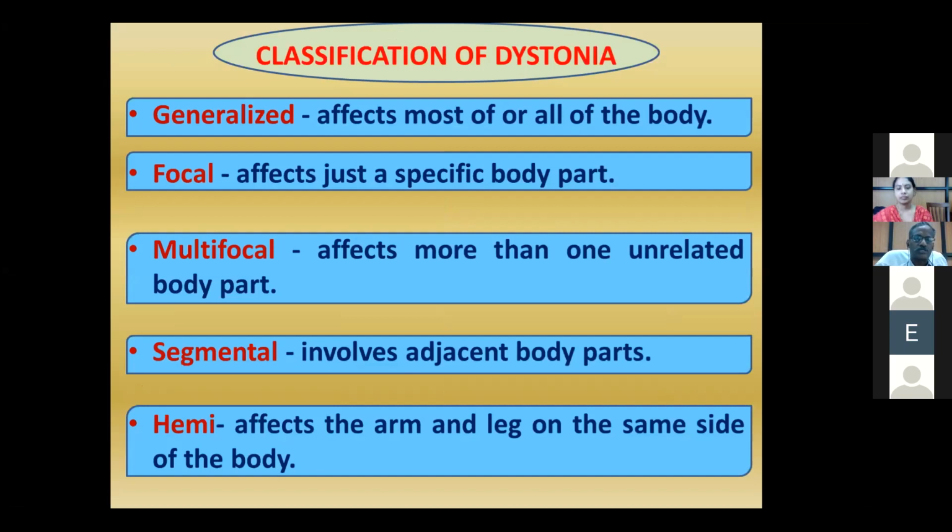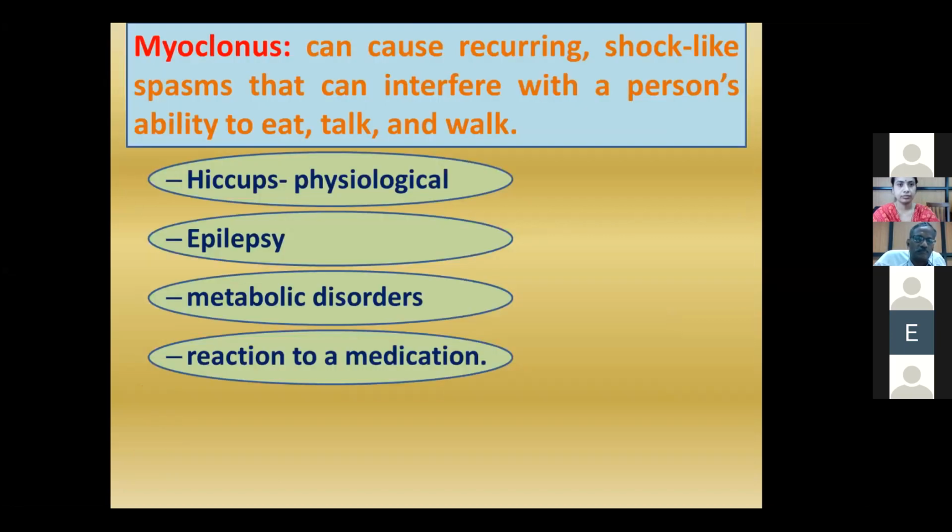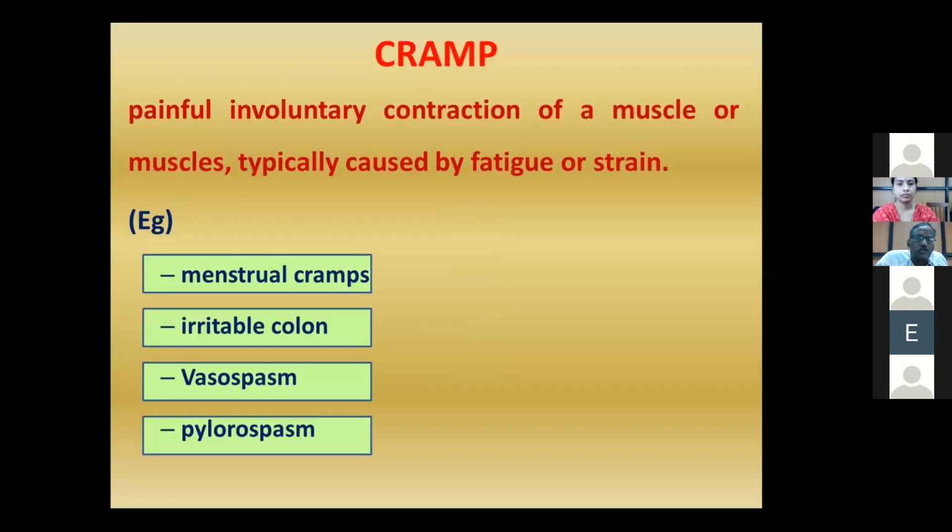Myoclonus is nothing but a short, sudden muscle jerk. It can be seen in epilepsy, metabolic disorders, and as a reaction to some medication. Cramps are also one thing, as in menstrual cramps, irritation of the colon, vasospasm, and pylorospasm.